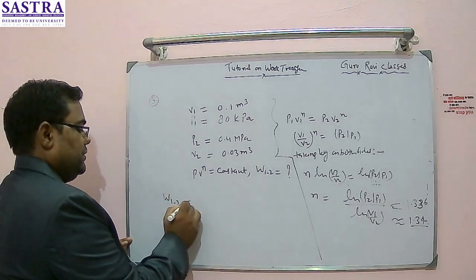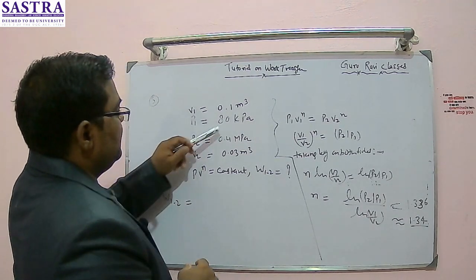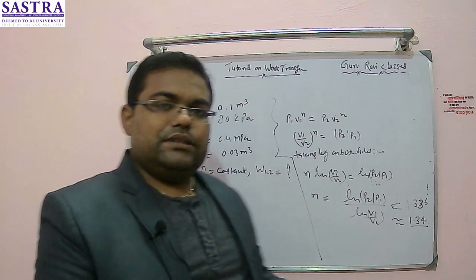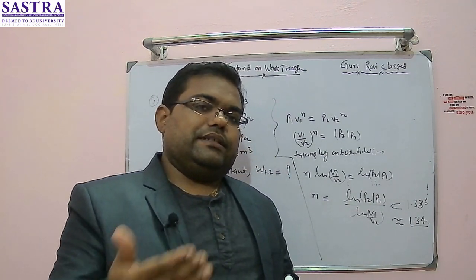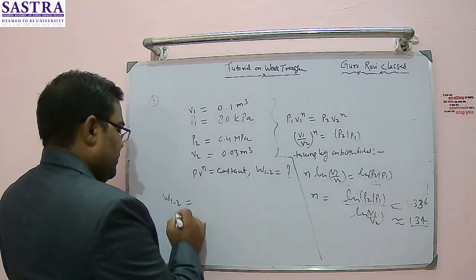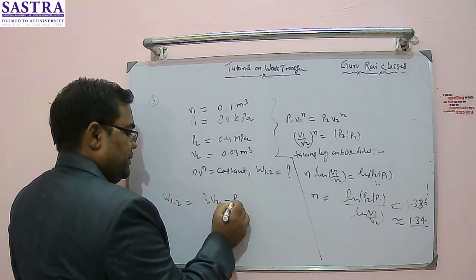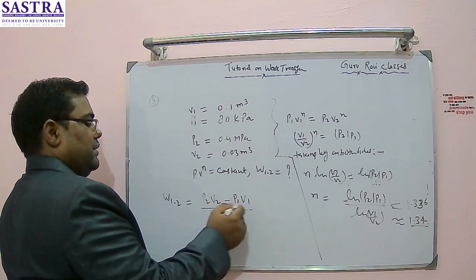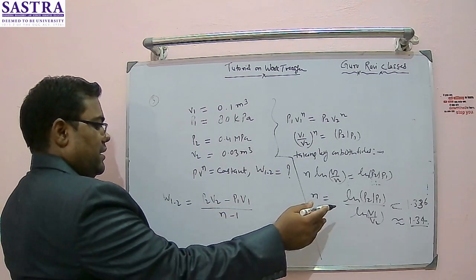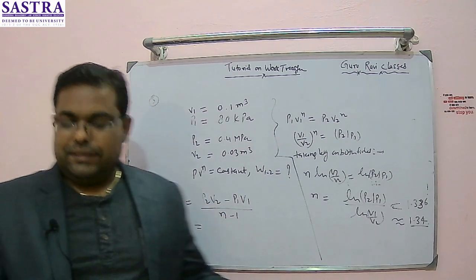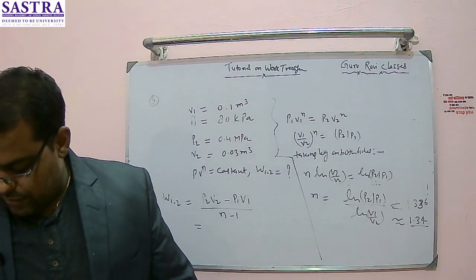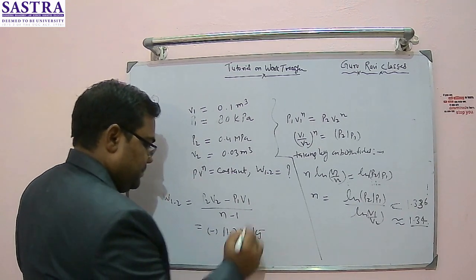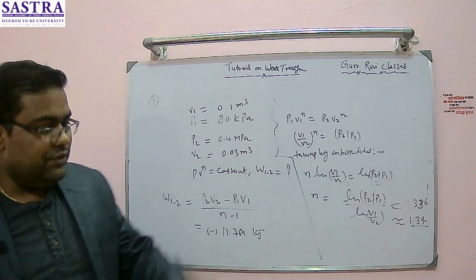So W12 is equal to, now look at the data. Initial pressure is 80, final pressure is 0.4. This is a compression process, right? It's not an expansion process. So we need to write it as final state minus initial state for the compression process. The formula for this is (P2 V2 minus P1 V1) divided by n minus 1. I know P1, P2 and V1, V2, just substitute here. If you calculate, it will give you the direct result, minus 11.764 kilojoule. This is the final answer that you will get for this problem.